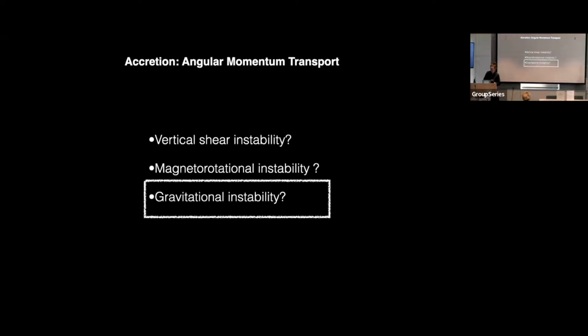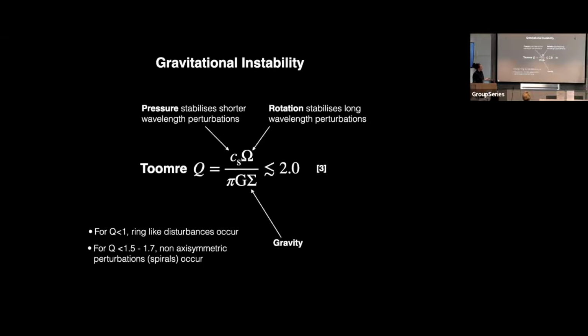Okay. I just want to introduce to you a parameter. It's called the Toomre Q parameter. What it does is it essentially demarcates when the disk can be gravitationally unstable. It has to be less than about 2. What we have here is our sound speed and our rotation, all acting over the surface density of the disk.